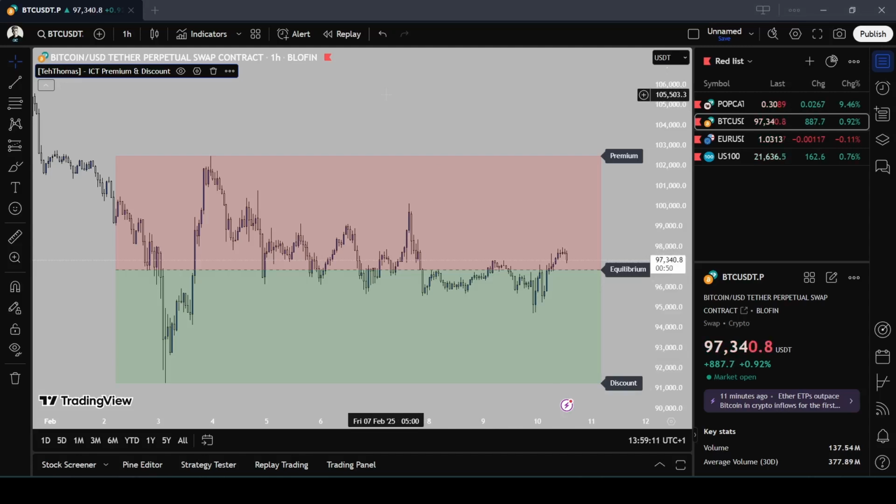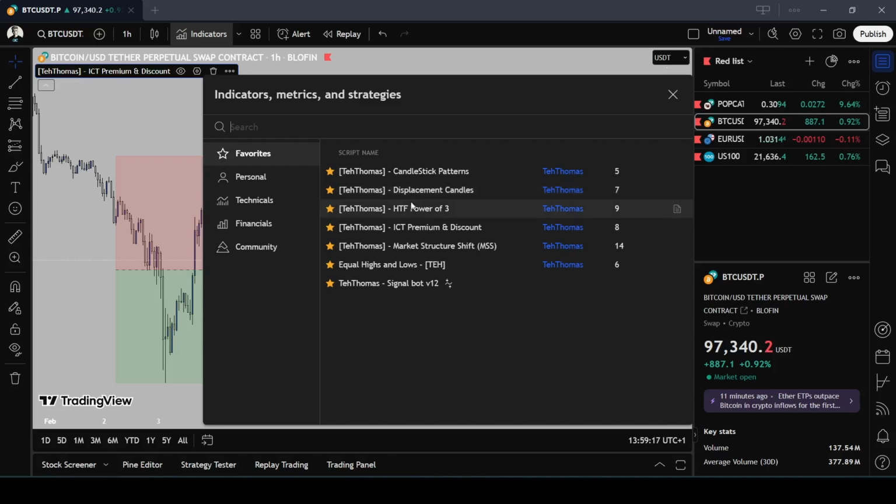Today we're going to talk about the ICT premium and discount indicator. You can find it right here on Thomas's TradingView. It's this one.